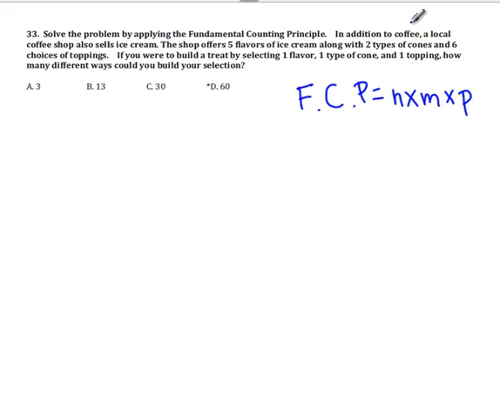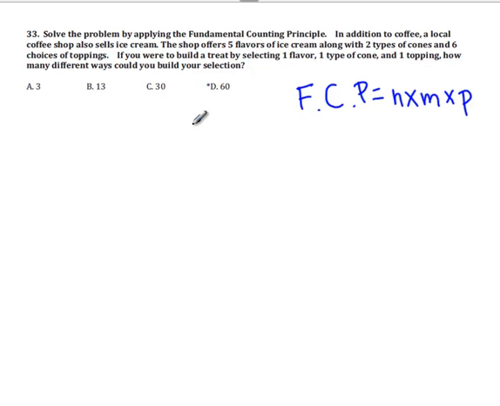So, in addition to coffee, a local coffee shop also sells ice cream. The shop offers 5 flavors of ice cream, along with 2 types of cones and 6 choices of toppings. If you are to build a treat by selecting 1 flavor, 1 type of cone, and 1 topping, how many different ways can you build your selection?